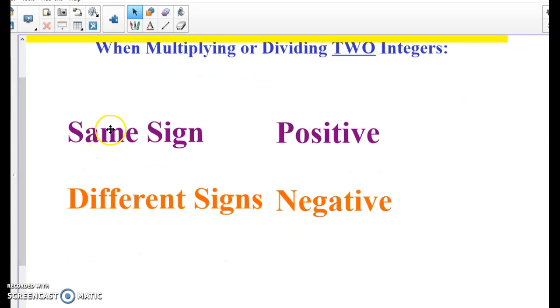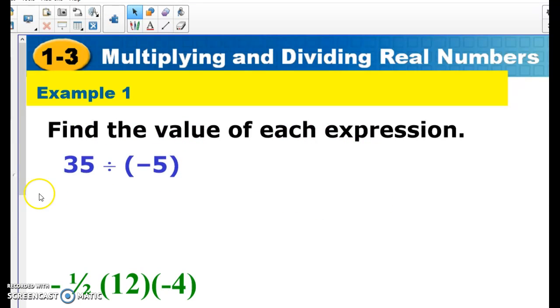So that's pretty much our only rule. If you have the same sign, it's going to be positive. So whether you're multiplying two positive numbers or two negative numbers, they both have the same sign, so your answer is going to be positive. If you have different signs, it's going to be negative. One positive, one negative, it's always going to be negative. Okay, so if I have 35 divided by negative 5, I know right away I have different signs. My answer is going to be negative. 35 divided by 5 is 7.